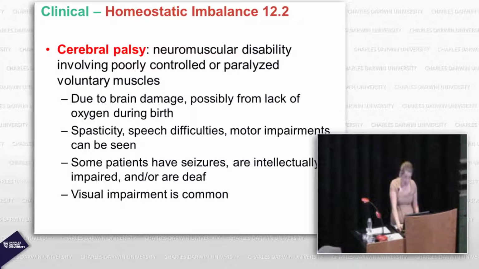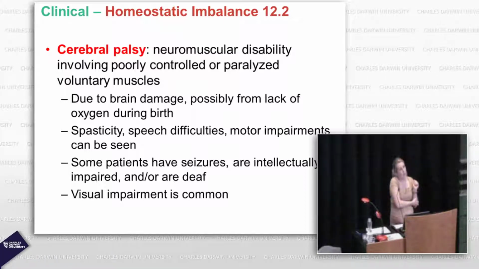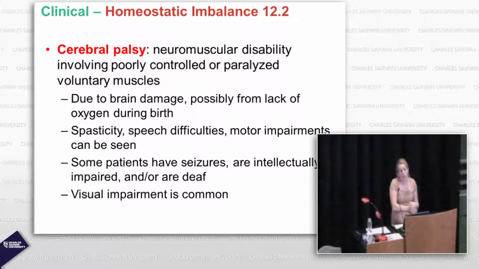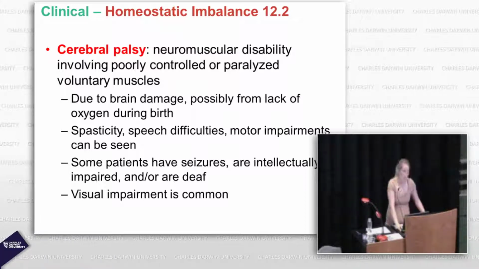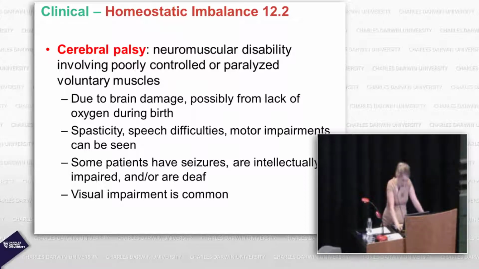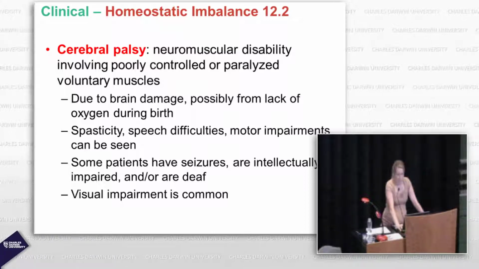There's different degrees of cerebral palsy too. Some people can live a relatively normal functioning life, and others become increasingly disabled throughout the duration of their life. Some patients have seizures, intellectual impairment, deafness. Most cerebral palsy individuals have issues walking, so they will often have walking aids.